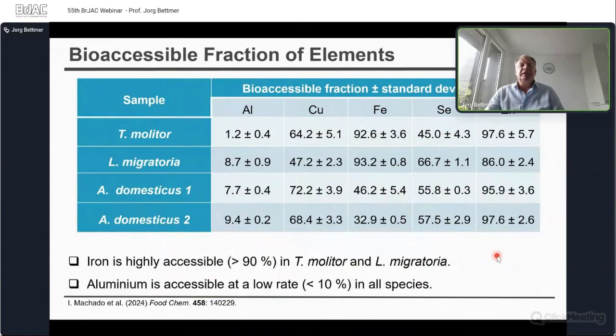And here are some interesting results, I would say, because zinc, for example, is basically close to 100% absorbed or accessible for the human being. The availability of selenium is also very, very high. In the case of iron, it depends on the species itself.